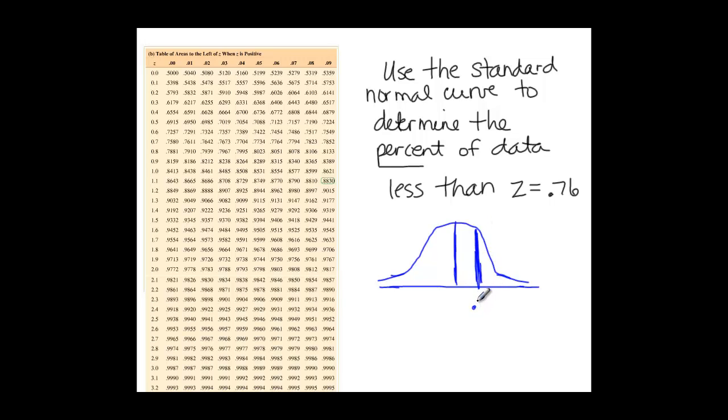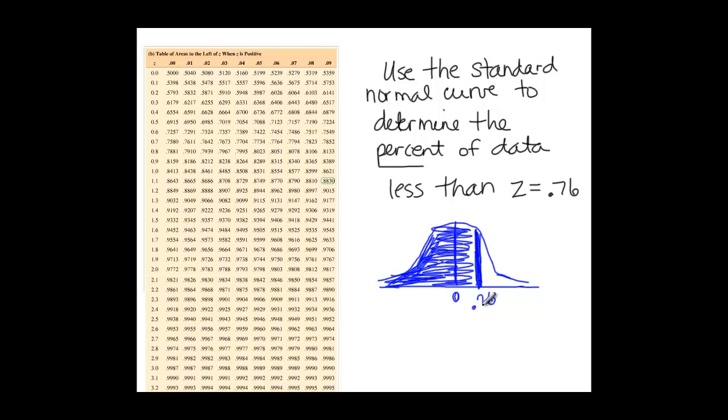So if I have a z-score of 0.76, it is positive, so we've got to be to the right of the mean. Remember, the mean is 0. And if I want the area, first of all, we'll find the percent in a minute, but let's find the area that's to the left, because it is less than that z-score of 0.76, and that's what my table tells me.